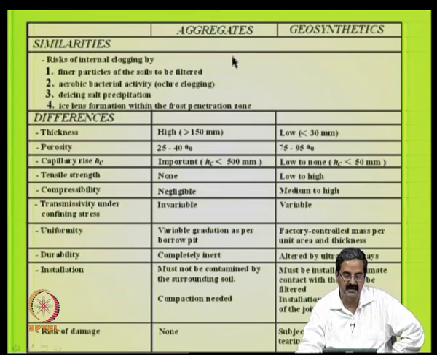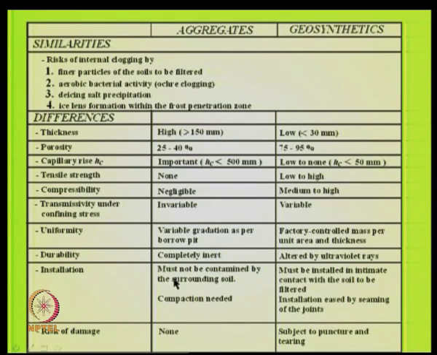Then durability, yes, aggregates are excellent, and of course geosynthetic materials have some influence of ultraviolet rays, that is one problem. For aggregates, installation must not be contaminated by surrounding soil, and compaction is required, whereas installation of geotextile is easy because it is quite convenient to put, and even if the soil is contaminated, there is no problem actually, okay. The contaminated soil can be in touch with the filter. Risk of damage, of course, aggregates, there is no problem at all, whereas geosynthetics are subjected to puncture and tearing, so one should be careful.